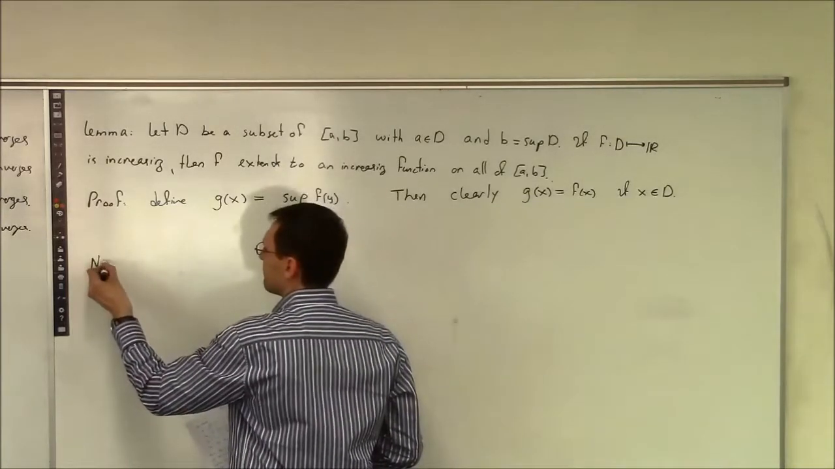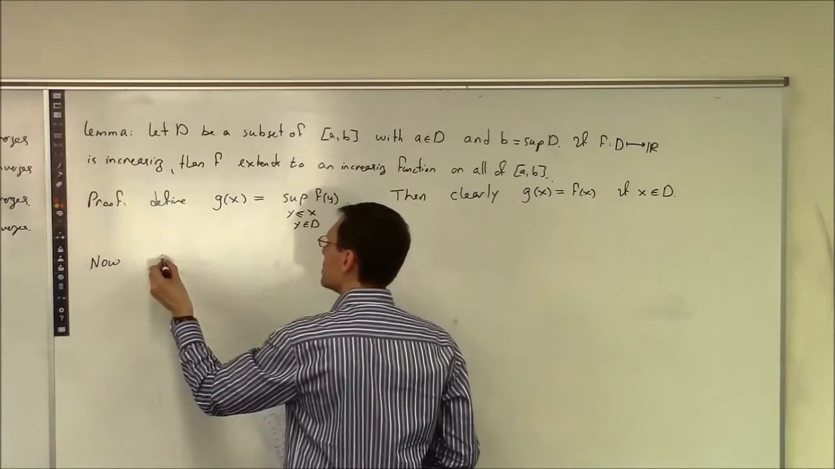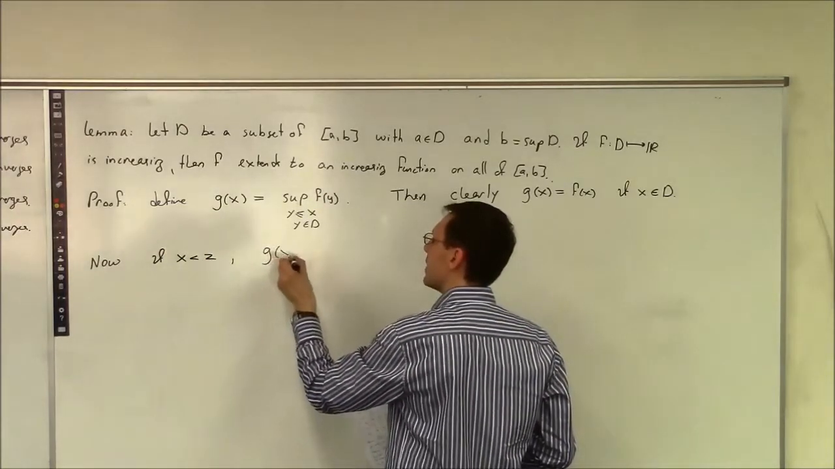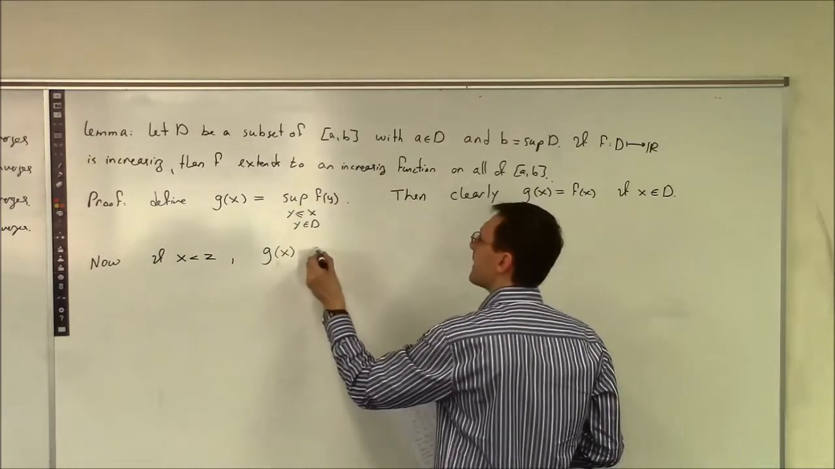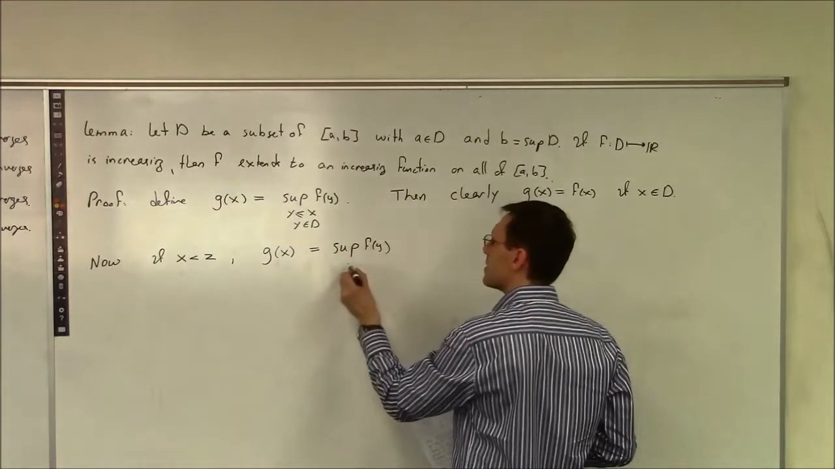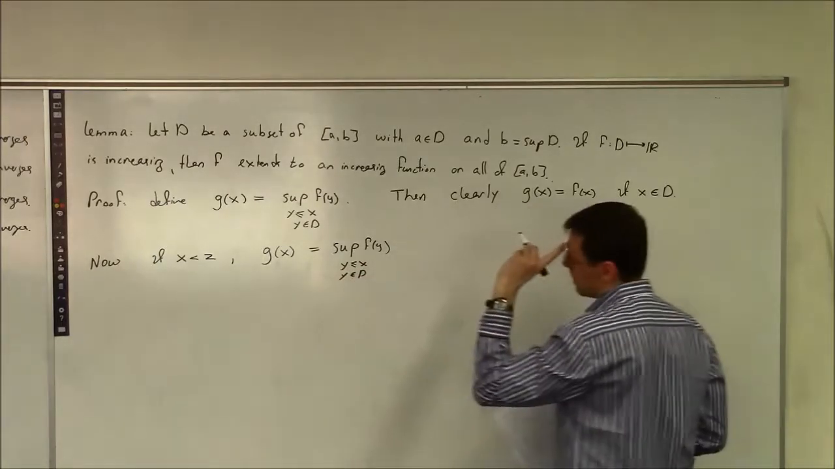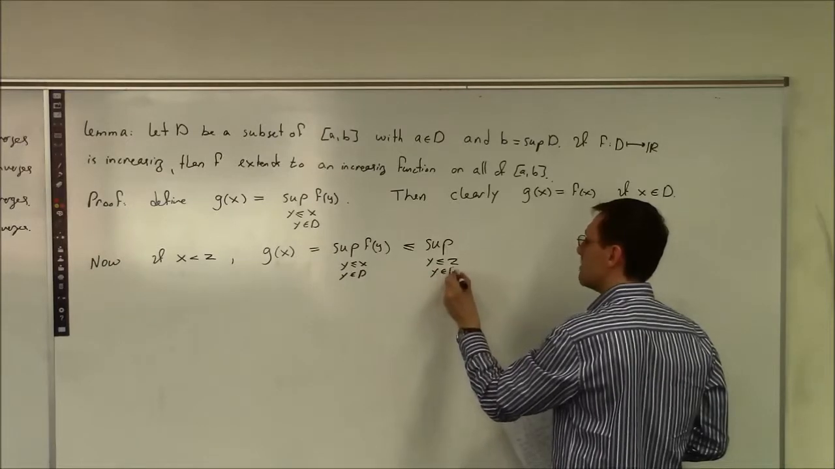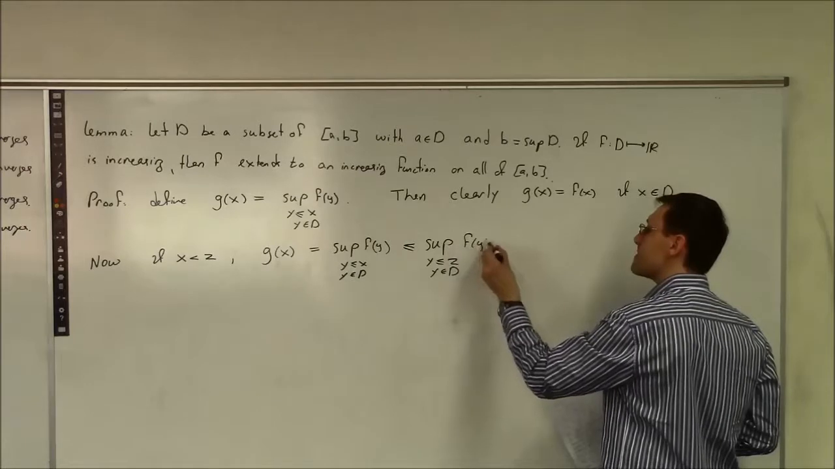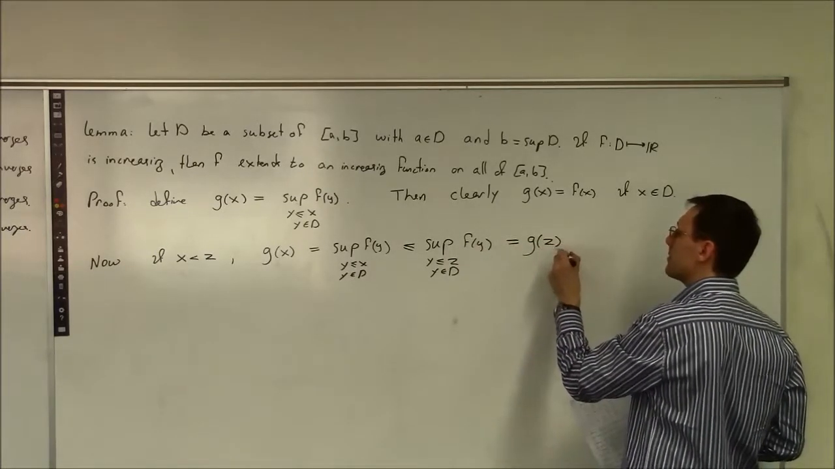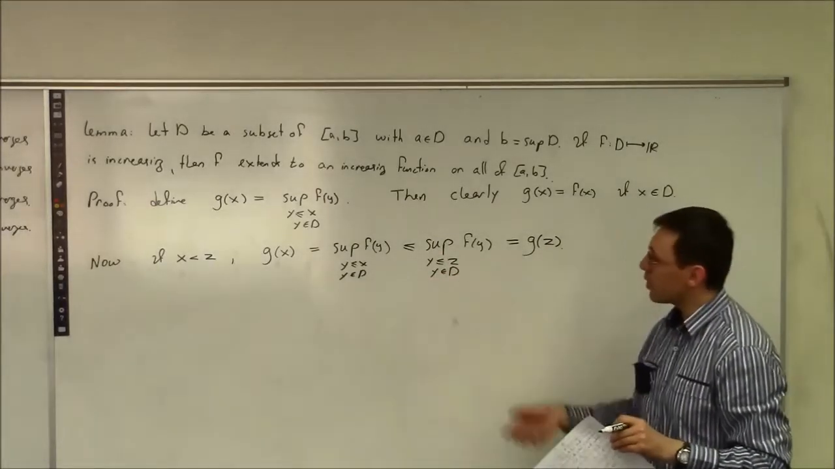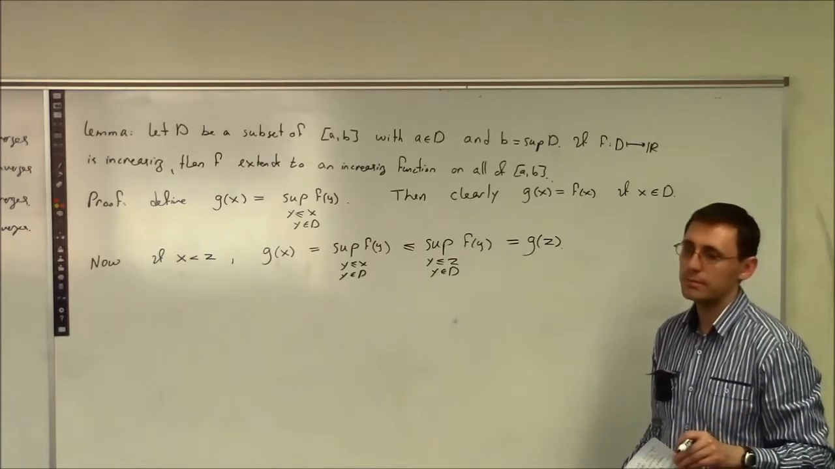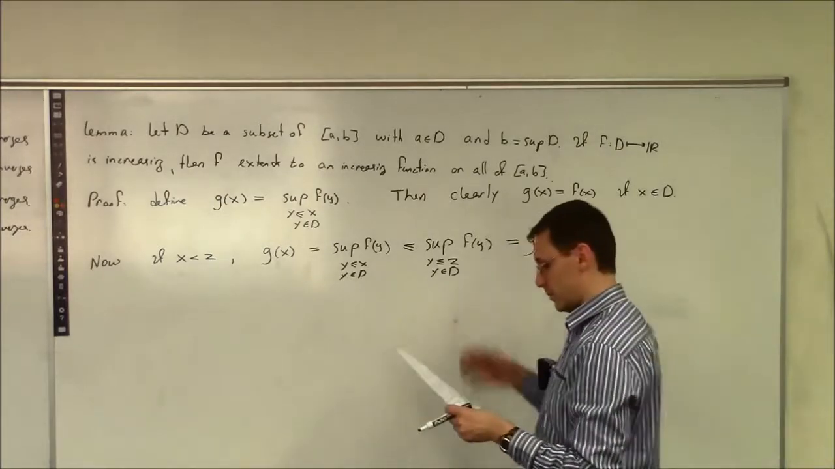Now, if x is smaller than z, g of x, which is equal to the supremum of f of y, y less than or equal to x, y in D, is less than or equal to the supremum of f of y, y less than or equal to z, y in D, which is g of z. You see why this supremum is bigger. We have more range: the supremum ranges over all points up to z, so over more points, therefore the supremum is bigger. Bigger set, bigger supremum. That's really why. Make sense? So the proof is complete for this lemma.